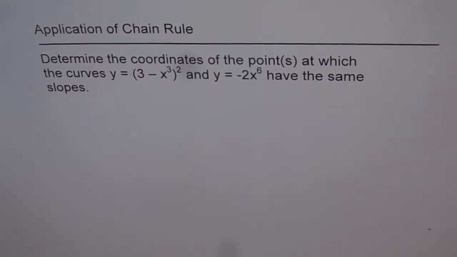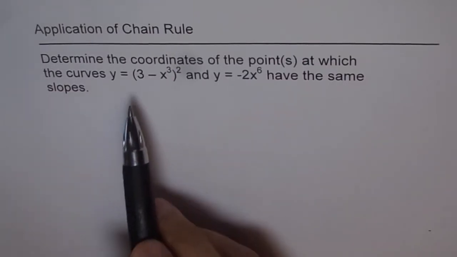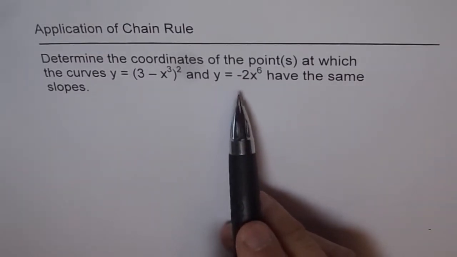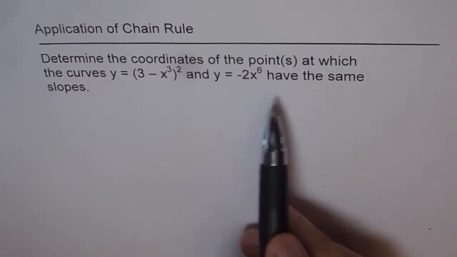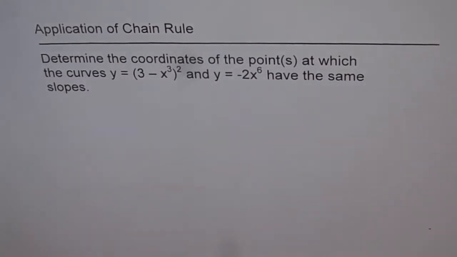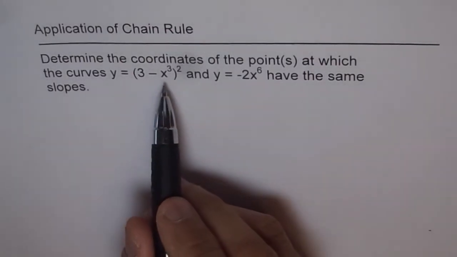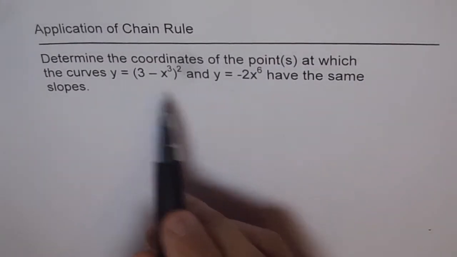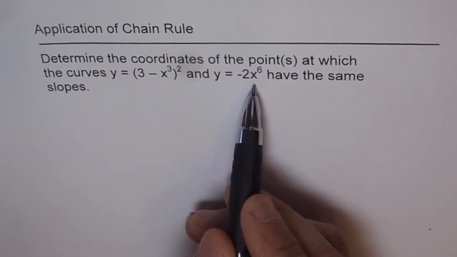Application of chain rule. Determine the coordinates of points at which curves y equals (3 minus x cubed) whole squared and y equals minus 2x to the power of 6 have the same slope. Now here, one curve is y equals (3 minus x cubed) whole squared. Here we can apply the chain rule, right? And the other is a normal power function where we'll use the power rule to find the derivative.